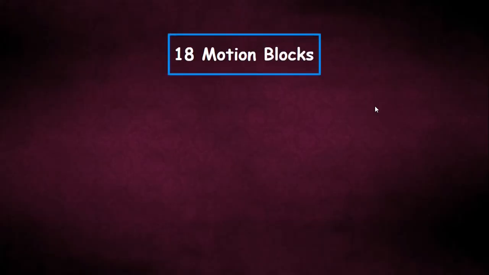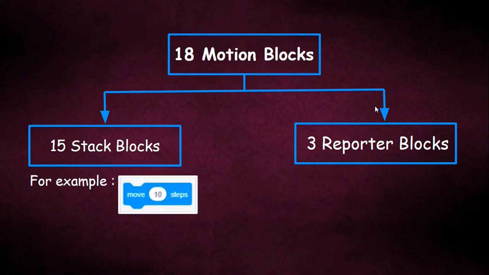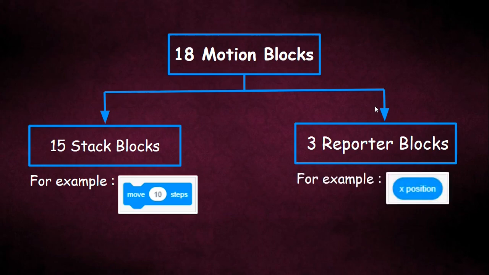And finally, there are a total of 18 motion blocks, and they are divided into two parts, 15 stack blocks and 3 reporter blocks. What is a stack block? For example, move 10 steps is a stack block, which means this rectangular block is shaped to fit above and below other blocks. And then what is a reporter block? For example, X position is a reporter block. This will report the X value of a sprite.